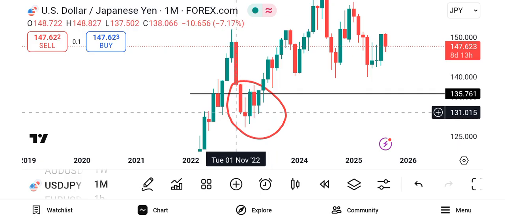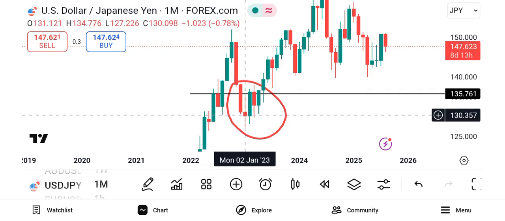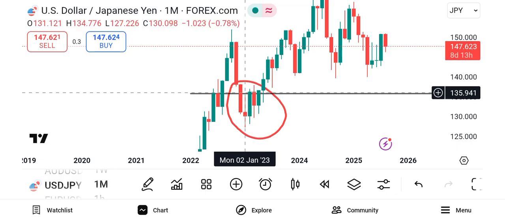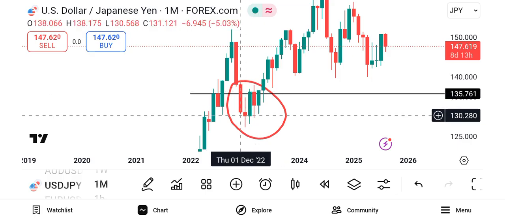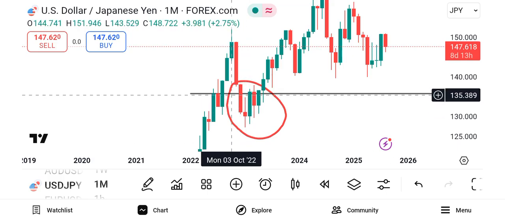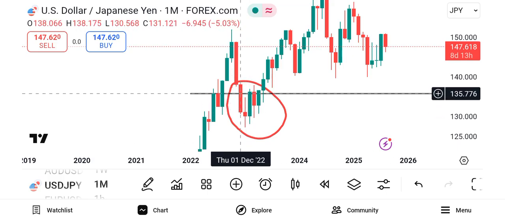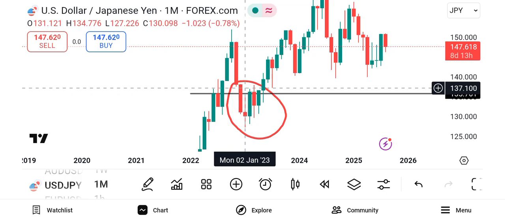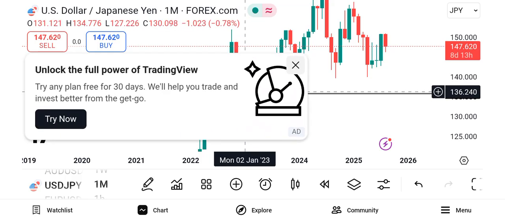So after this indecision candle forms, we have what we call a bullish engulfing candle. It engulfs this particular candle and closes inside, let me say 80% inside of this bearish candle here.